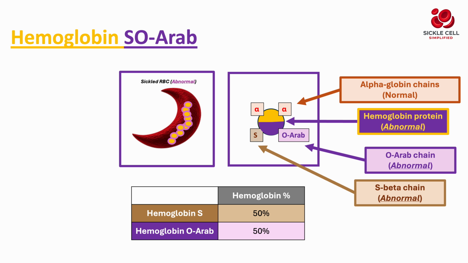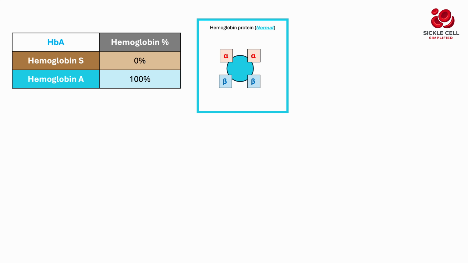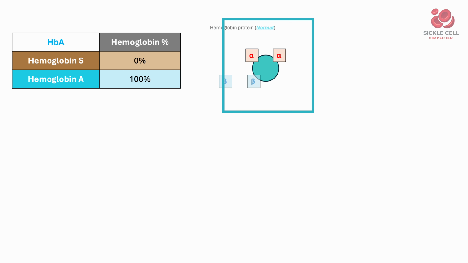These patients are going to have 50% of their blood being hemoglobin S and the other 50% of their blood being hemoglobin O-Arab. I want to do a quick recap of all the different types of hemoglobin. First, we have our normal hemoglobin with 2 alpha chains and 2 beta chains. Here we have no production of hemoglobin S and 100% production of hemoglobin A.